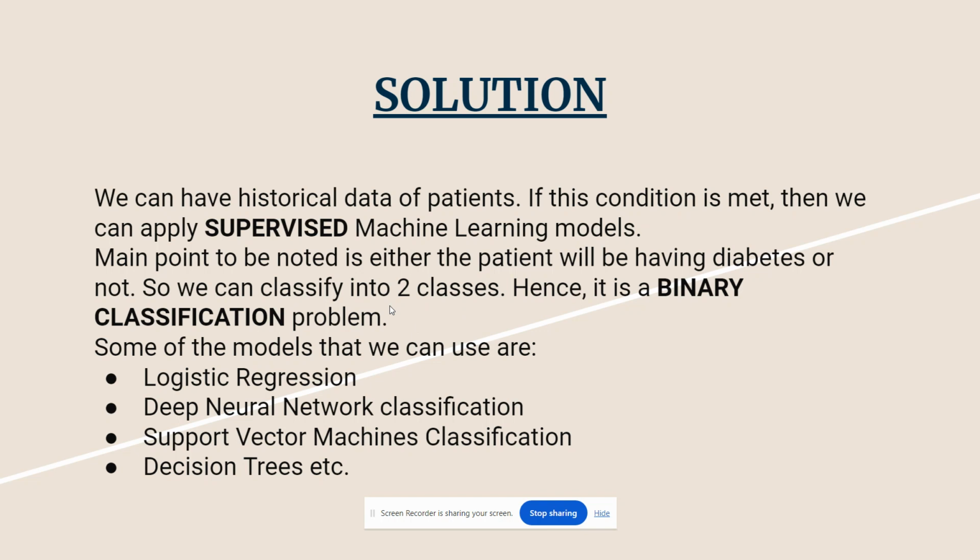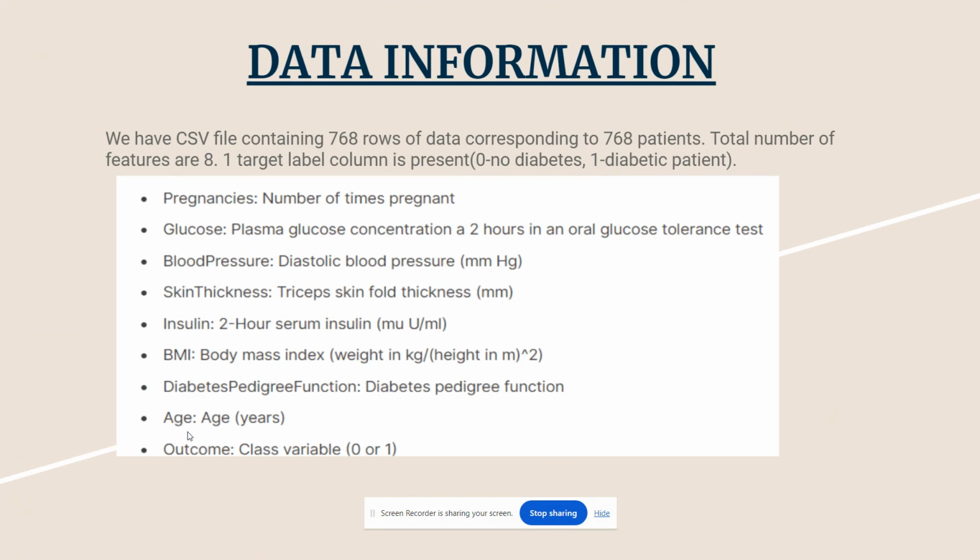Some of the models that we can use here are logistic regression and deep neural network classification. We can use Keras sequential models to create different deep layers on that. Then we can also use support vector machine classification and decision trees. But today in this video, I want to tell you that we will be using SVM, that is support vector machines, and only one kernel. We'll talk about that later.